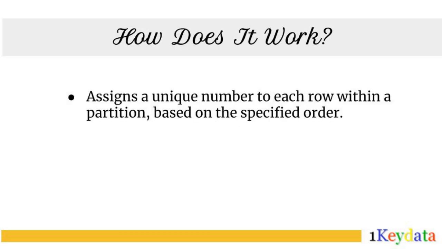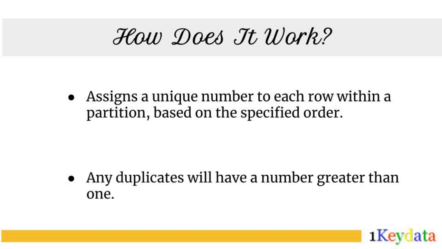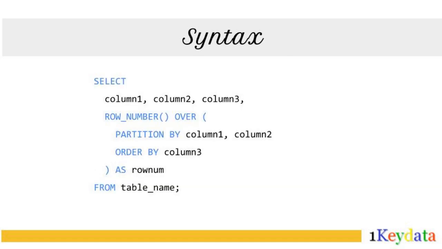ROW_NUMBER is a window function that assigns a unique number to each row within a partition, based on the order you define. It's ideal for spotting duplicates by numbering repeated entries. Here's the general syntax. You partition the data by the columns you want to check for duplicates and assign a row number to each entry. In this case, we are looking to see if the combination of column 1 and column 2 has duplicates.